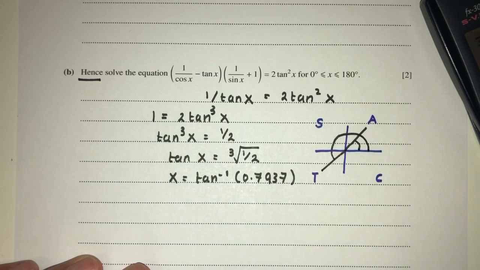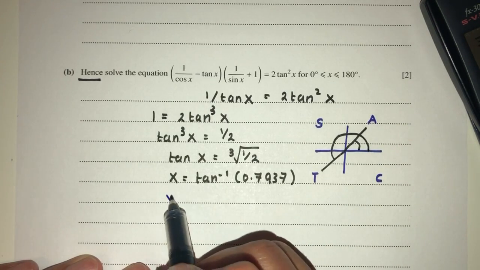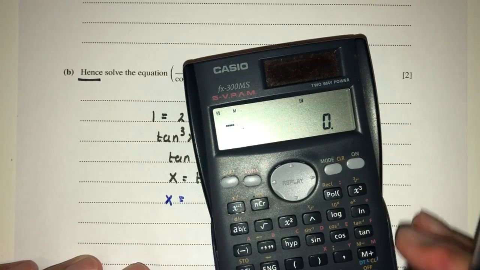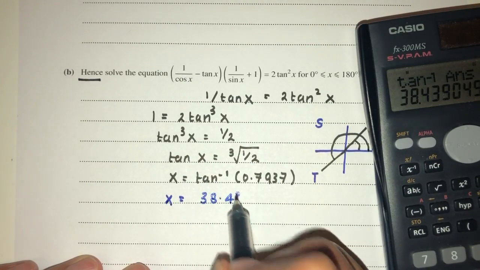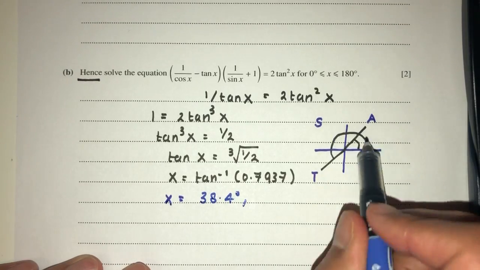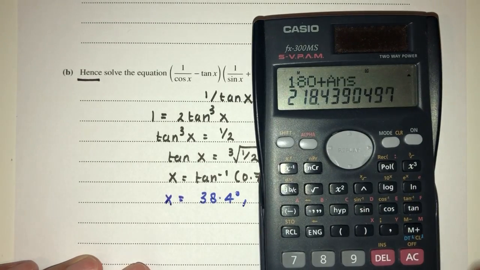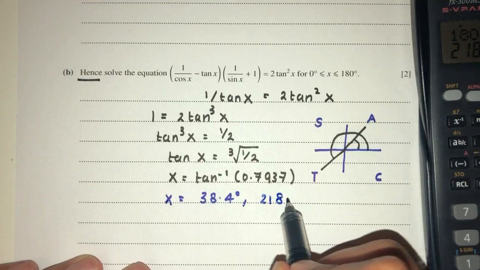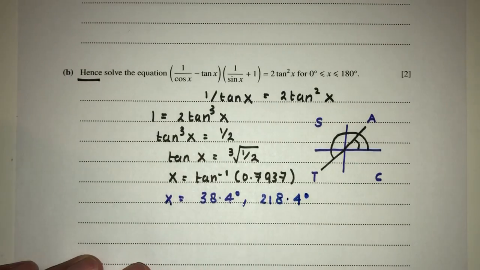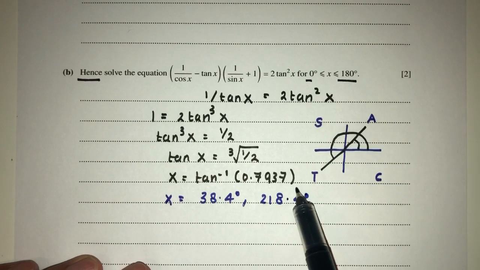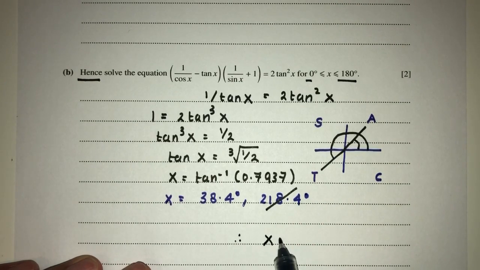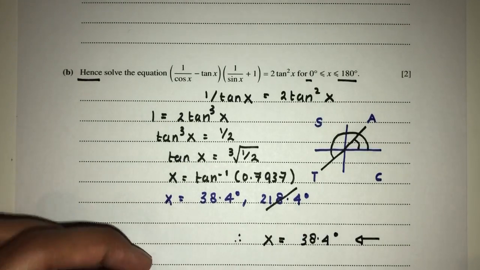So now let's see, we will have x is equal to tan inverse of the answer, that will be 38.4 degrees. And also for the other one, that will be 180 plus the answer, that will be 218.4 degrees. Now just because x is only defined between 0 and 180, we will not take this value. x would only be equal to 38.4 degrees because of the domain defined for the values of x.